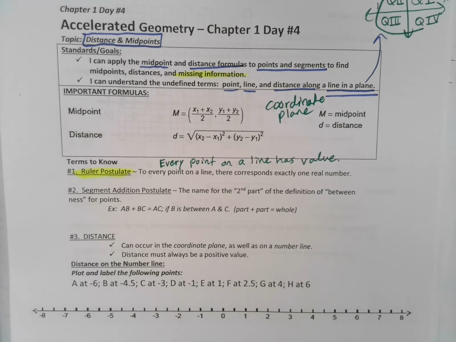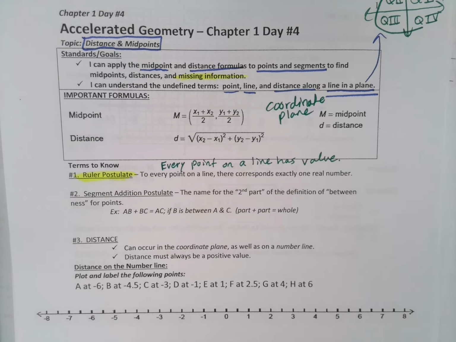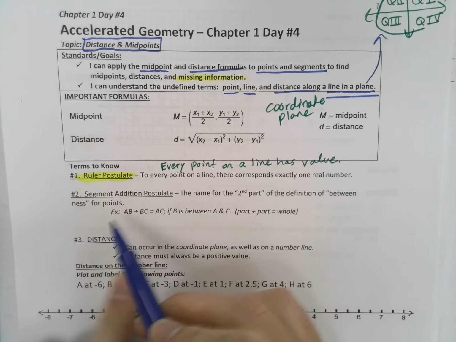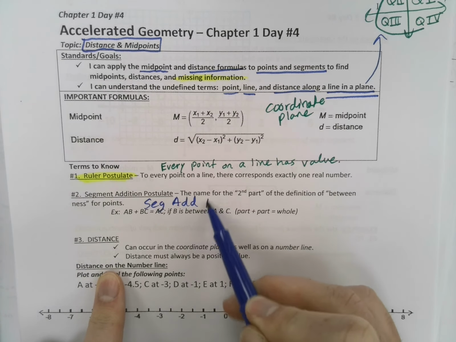Okay, first one, the ruler postulate. This is not one we're going to spend a ton of time on. The big thing here is that when you have a line, every point on that line has value. So every point on that line has value. How about a definition we've seen before? Segment addition postulate. Sometimes we see this as seg add post.